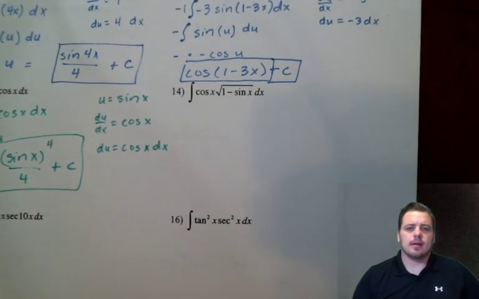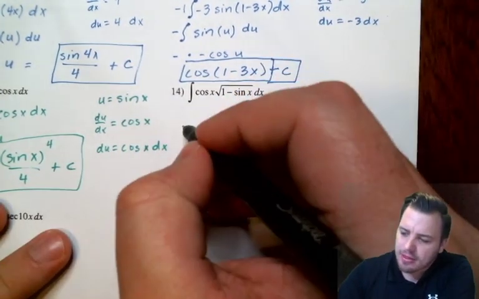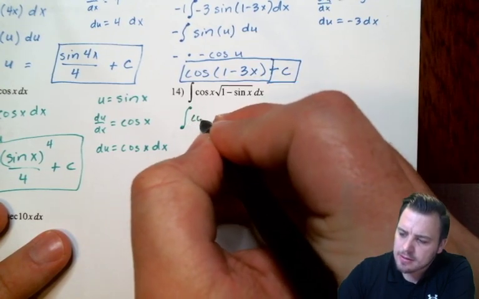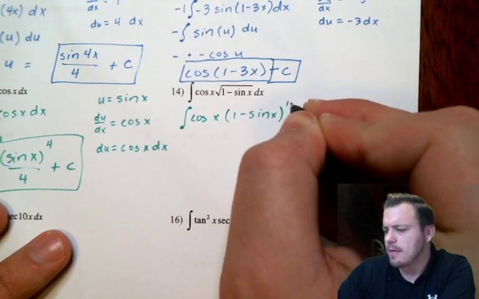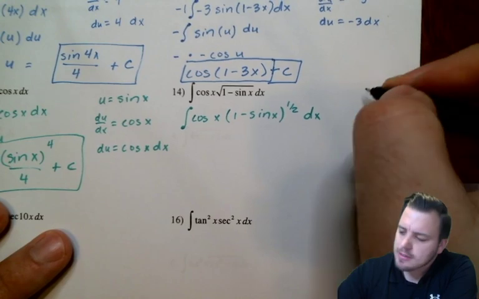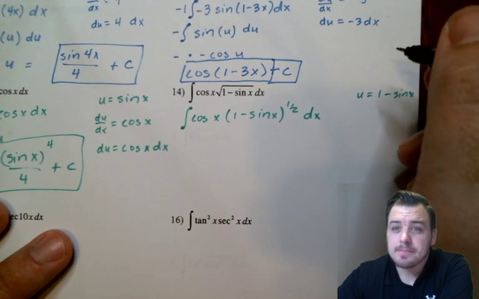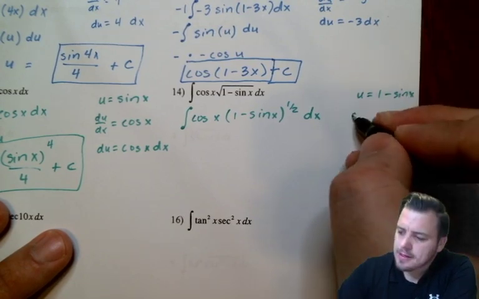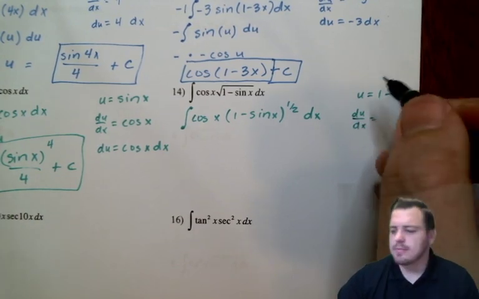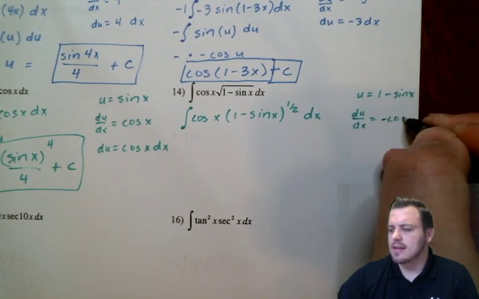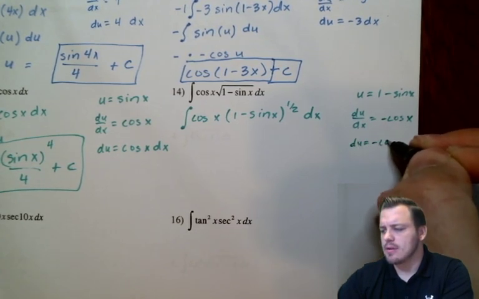Number 14. Antiderivative of cosine x times the quantity of 1 minus sine x dx. So I'm going to rewrite that in exponential form. So cosine of x and then times 1 minus sine x to the 1/2 power dx. So I'm going to treat my u as equal to 1 minus sine x. So then du over dx, the derivative of sine is cosine, but with that negative there, it's going to be negative cosine x. So then du is equal to negative cosine x dx.